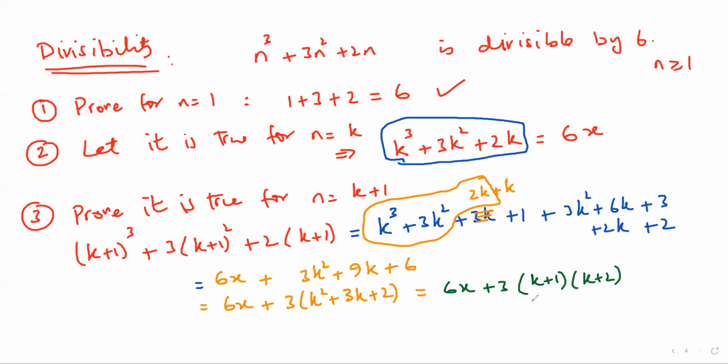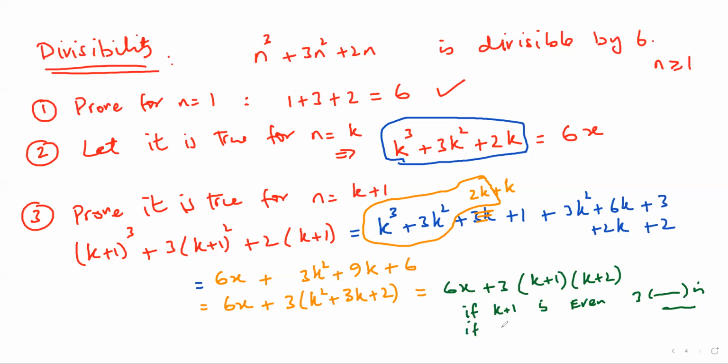Here you have to convince the examiner that this k plus 1 and k plus 2 are two consecutive integers. So if k plus 1 is even, then 3 into all of this is divisible by 6. Obviously, an even number into 3 will give you a multiple of 6.